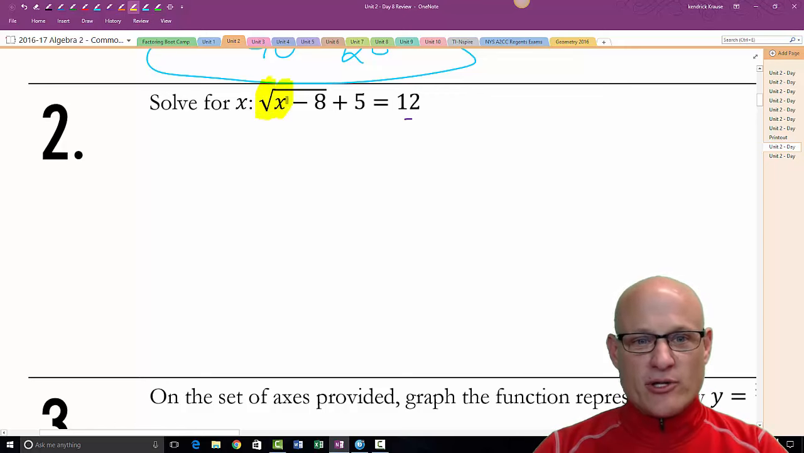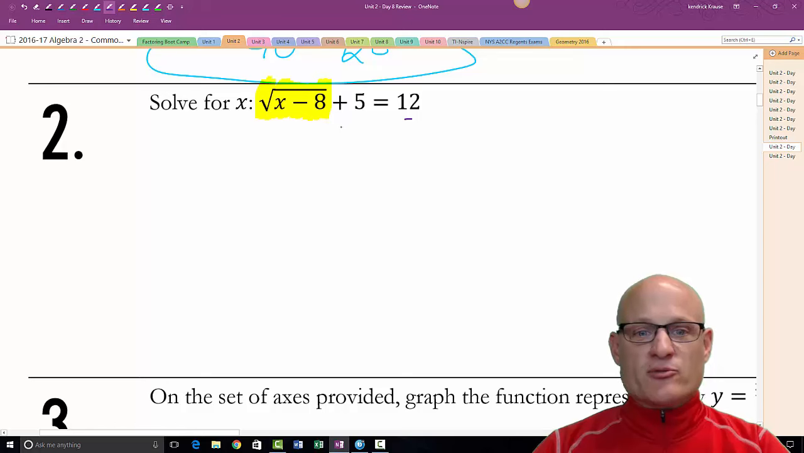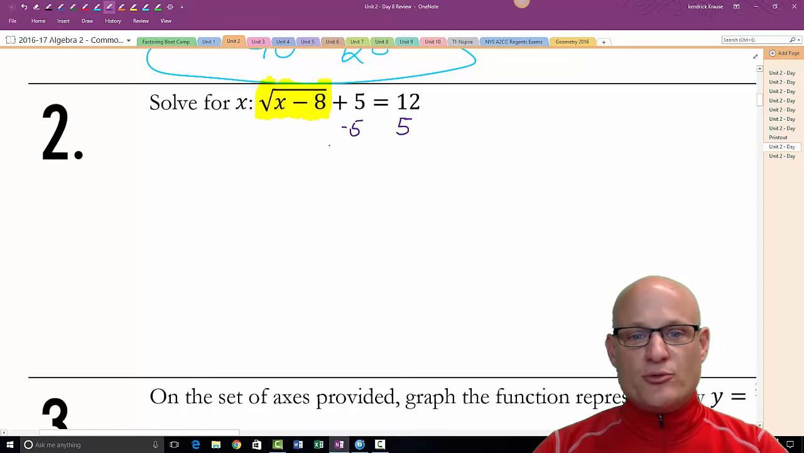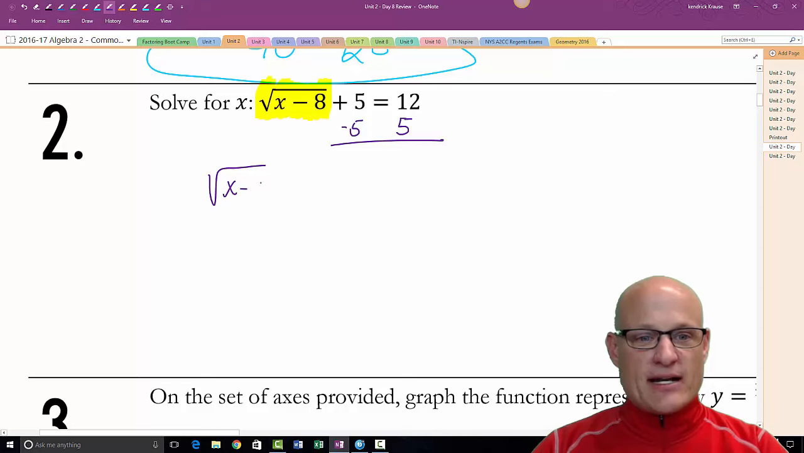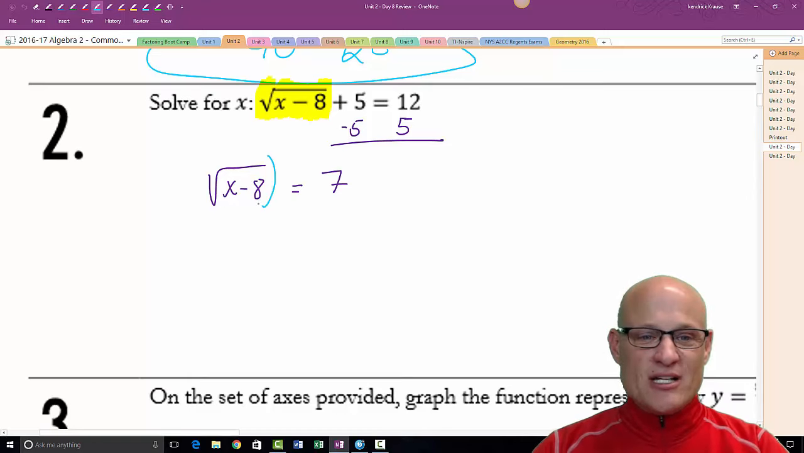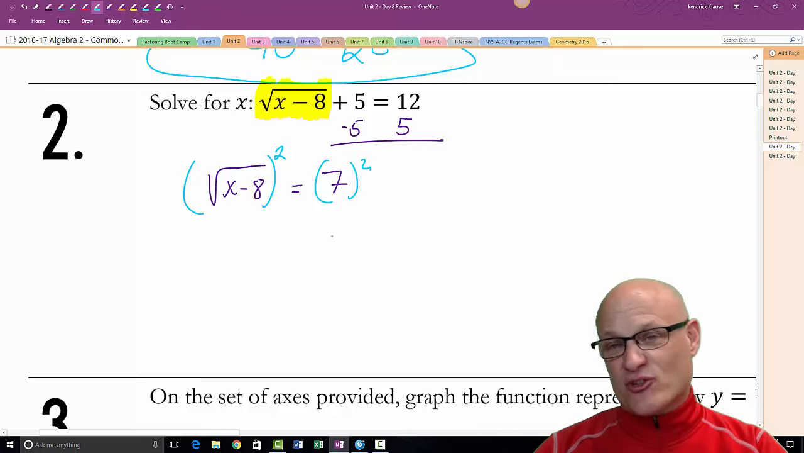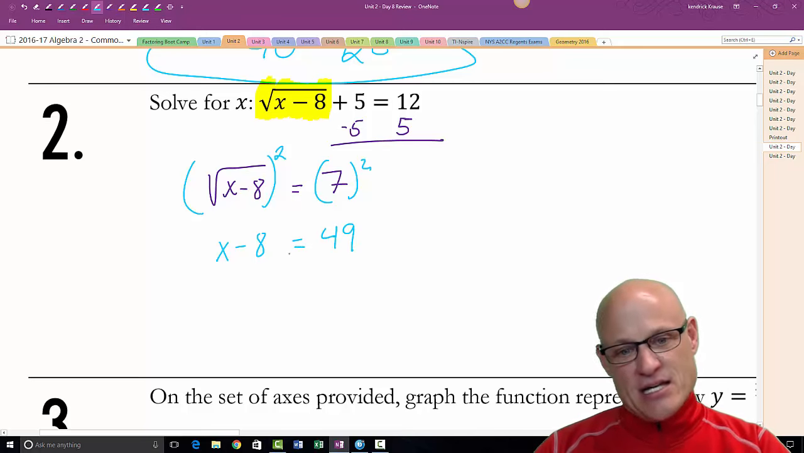Anyway, I gotta get the weird thing alone. There's the weird thing. We gotta get the weird thing alone. So, we're gonna subtract 5. And subtract 5. And I get the square root of x minus 8 equals 7. In order to get rid of a radical, I'm going to do its inverse operation, which is to square it. But if I square one side, I have to square the other. So I get x minus 8 equals 49. Add the 8 over, and I get x equals 57.